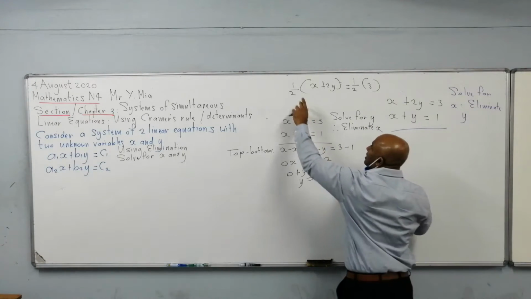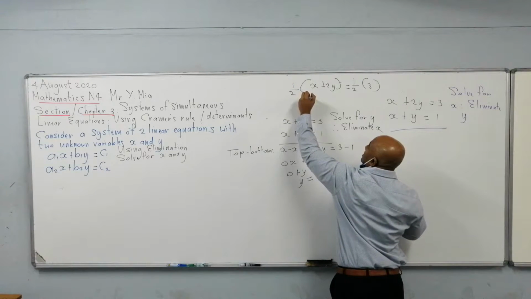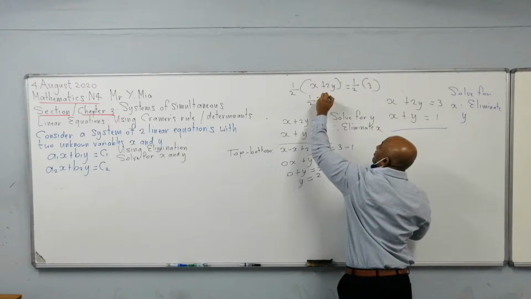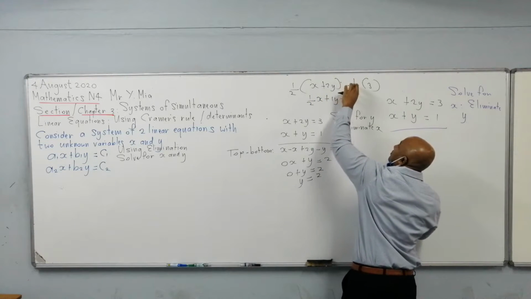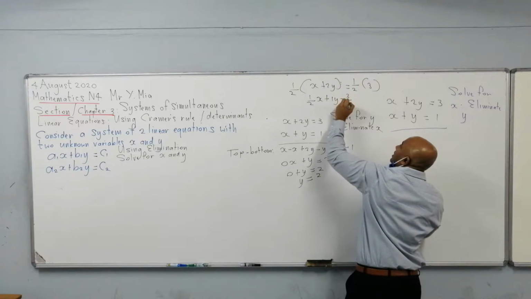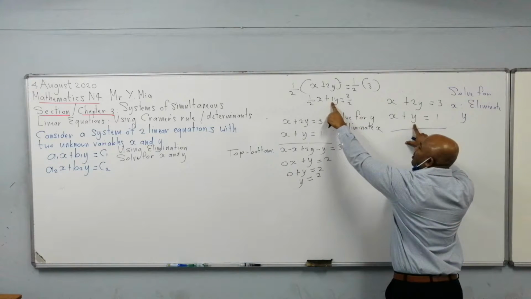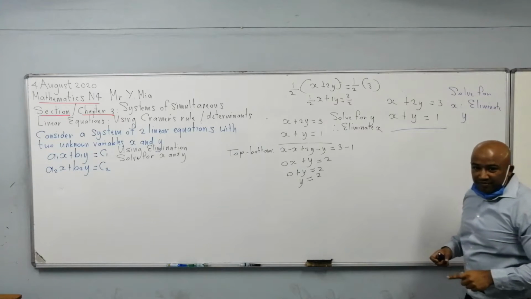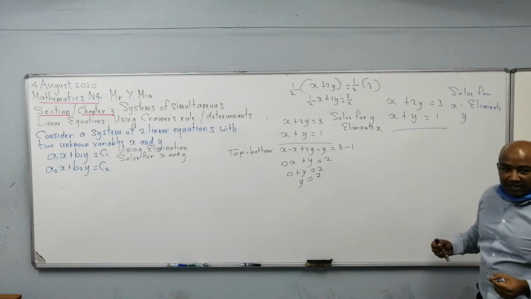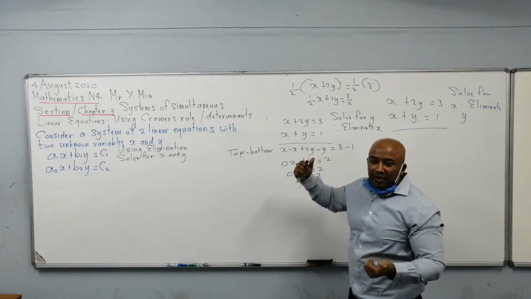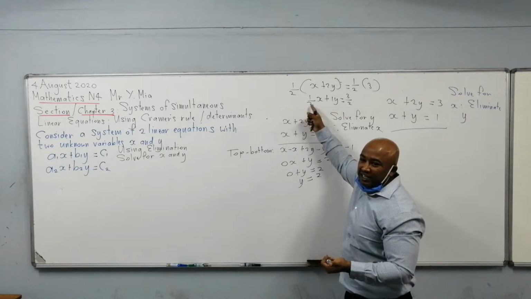So what will happen here is 1 over 2 times x is 1 over 2x. 1 over 2 times 2y is going to give me 1y. 1 over 2 times 3 is 3 over 2. Now, both equations have the same coefficient. Can you see that? So I can subtract.